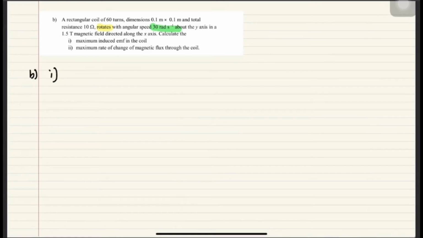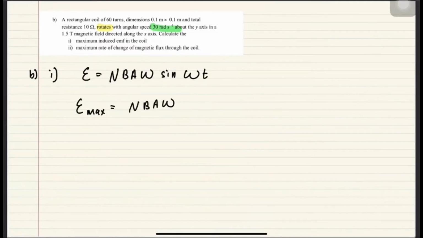Ni equation ni, EMF is equals to NBA omega sin omega t. Calculate the maximum induced EMF in the coil. So EMF ni dia akan jadi maximum kalau sin tu sama dengan berapa? 90? Yes, which is 1 lah. So sin 90, the whole thing jadi 1, ini adalah maximum EMF.